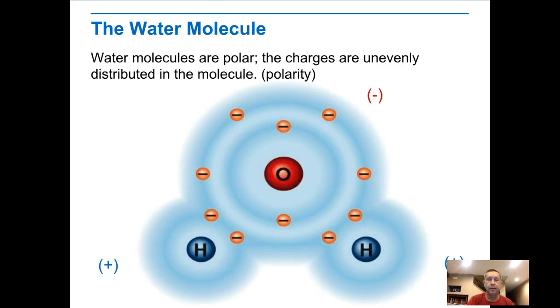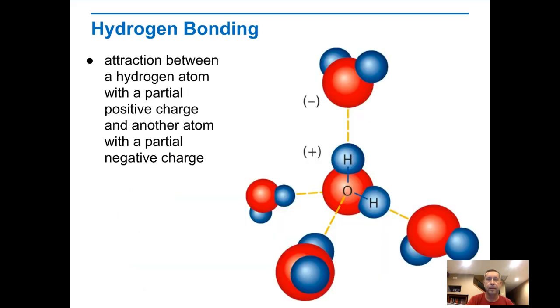You can see the negative and the positive ends here. So this allows for something called hydrogen bonding to form, which is an attraction between the hydrogen atoms of partially positive charge and another atom with a partial negative charge. In this case, we're looking at water molecules attracted to each other, but they could be attracted to other things as well.